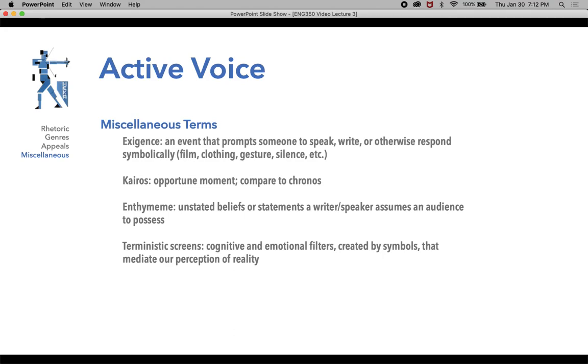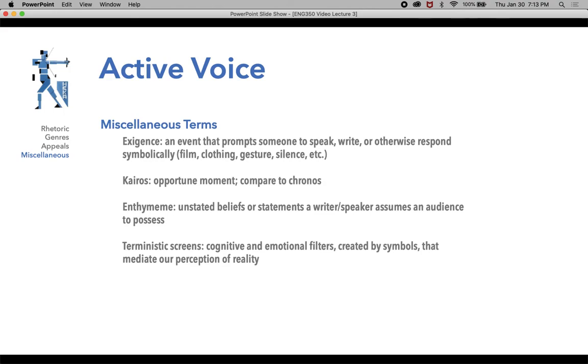Enthymemes are simply unstated beliefs or statements that a writer or speaker assumes that an audience possesses. And that's important for anyone writing or communicating where you want to transact some sort of meaning, right? Every speech, every written text has a set of assumptions built in. And when we start thinking about those assumptions, and which ones the audience would need to subscribe to for that speech or text to be persuasive, now we're engaging in enthymematic analysis or enthymemes. And so you might want to think about that. It's an important element within classical rhetoric that Toy does address.